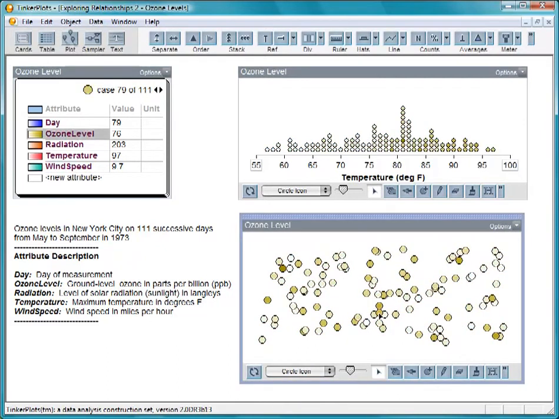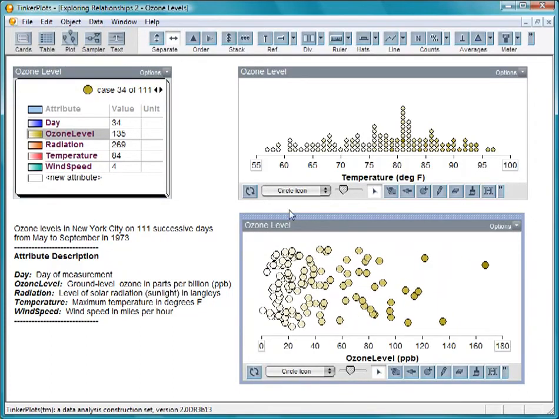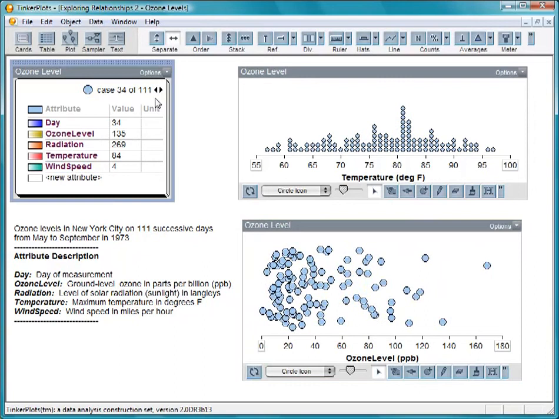Fully separate the values. Turn off the color and stack the cases.